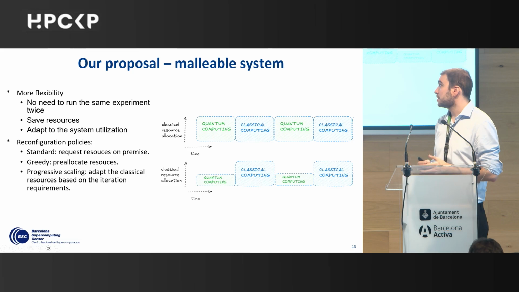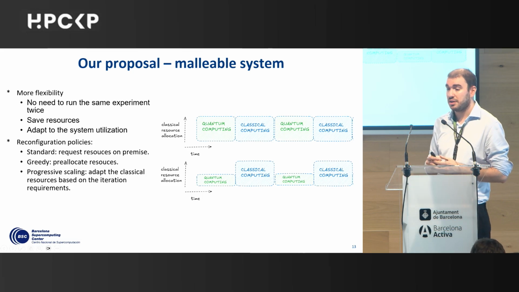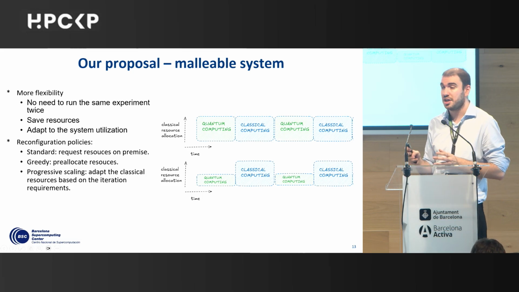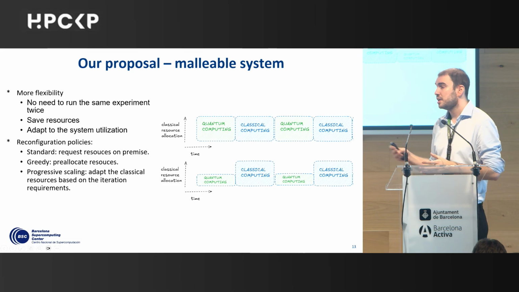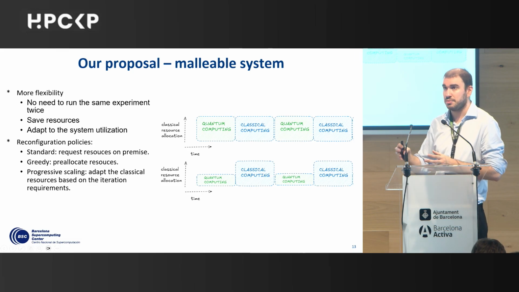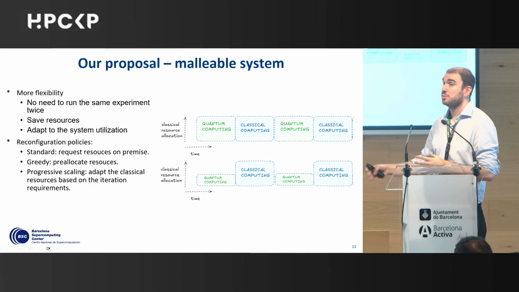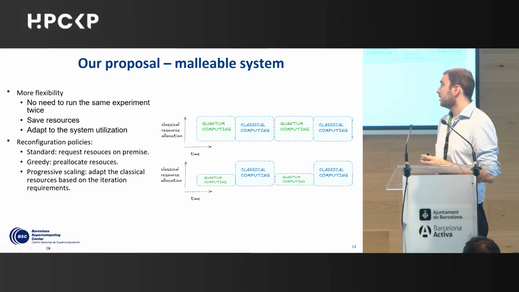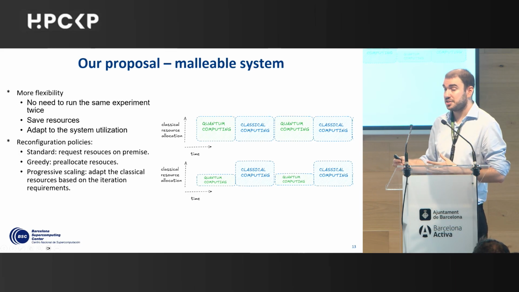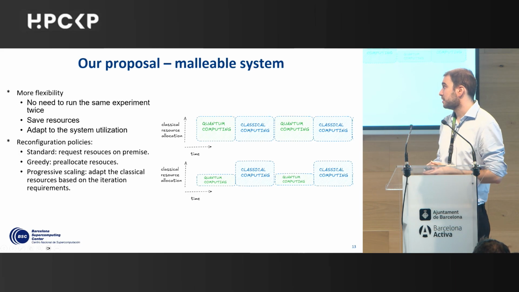Then the greedy policy reallocates resources. As we know, the quantum stage has a constant time, so it's highly predictable when it will end. So for example, for the last 20% of the time of the quantum stage, you can preallocate the resources. You will be in the queue during the last minutes of the quantum stage, you will get the resources. And then when the classical stage starts, you will have the resources ready for you.